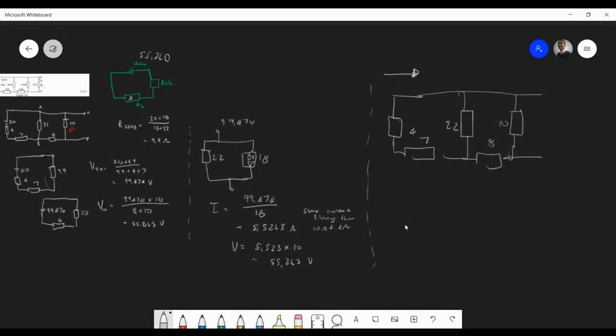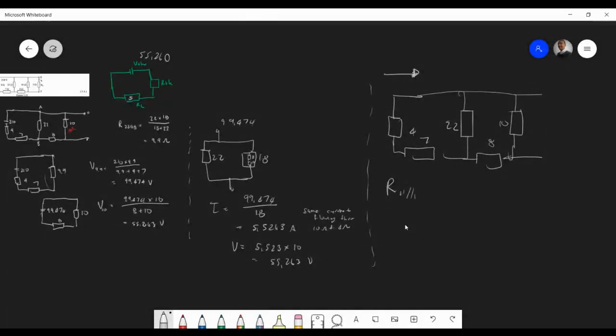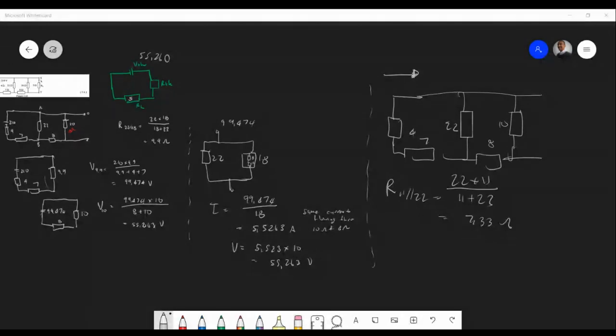So first step, this 22 is in series and that is in parallel with that, right? So it's R11 in parallel with R22. That's going to give us 22 times 11 over 11 plus 22. What does that give us? 7.33. That's right.